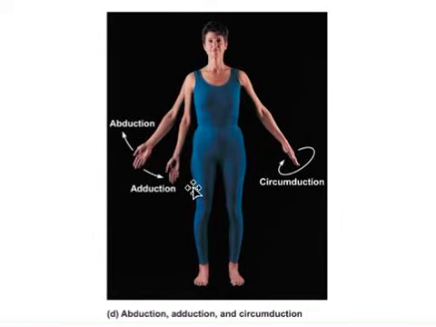So I always remember that adduction is like adding a limb back to the body. So if the hand is out here, I want to add it back to the body, bring the hand close, that is adduction. And abduction is when it goes in the opposite direction. And then on the arm, I can do another movement where I can move the arm in a sort of cone-shaped circle. That's called circumduction.